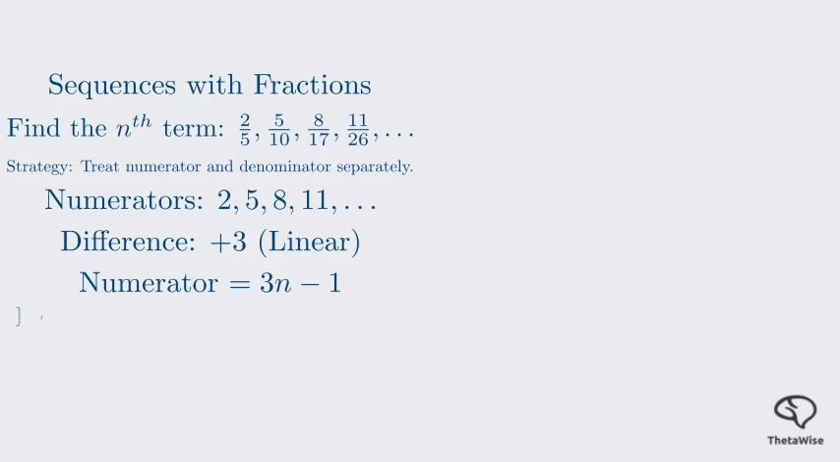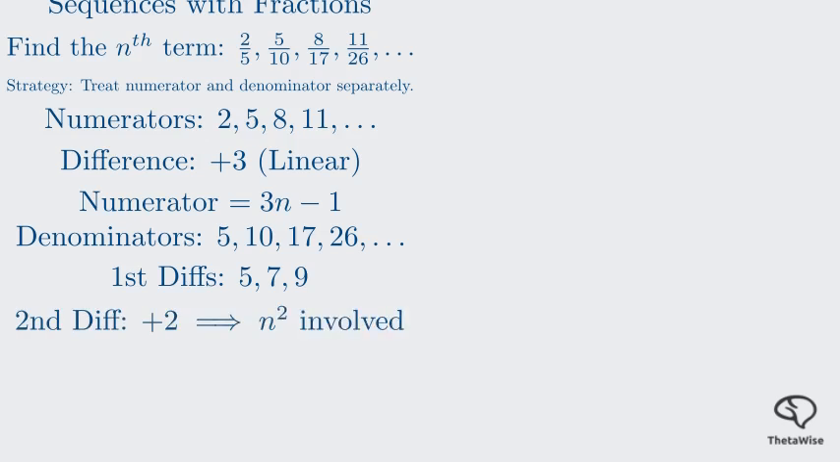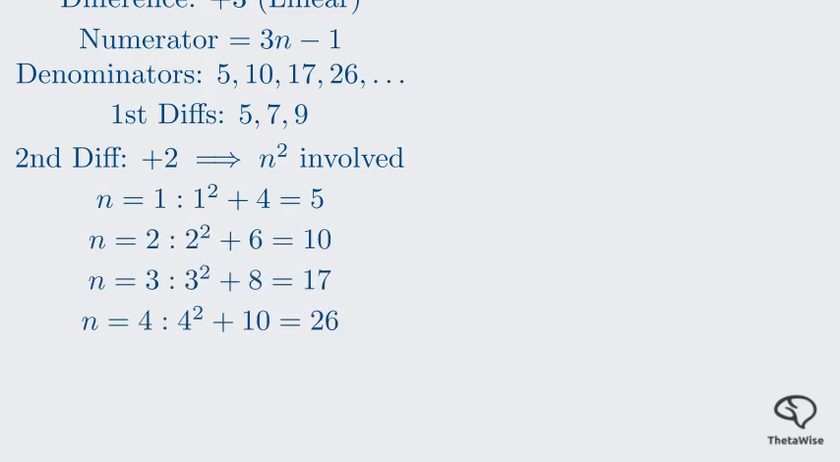Now let's look at the denominators: 5, 10, 17, 26. The first differences are 5, 7, and 9. The second difference is a constant positive 2. This means it is a quadratic sequence starting with n squared. Comparing n squared to our denominators, 5 is 1 plus 4, 10 is 4 plus 6. Wait, let's look closer. At n equals 2, 4 plus 6 is 10. At n equals 3, 9 plus 8 is 17. At n equals 4, 16 plus 10 is 26.